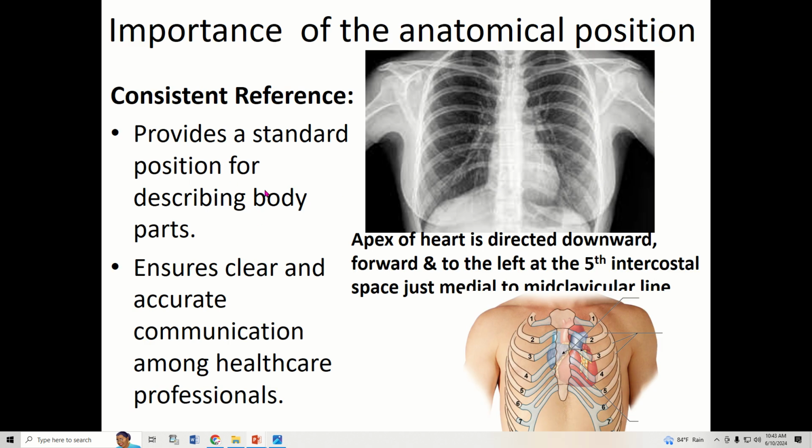The importance of the knowledge of anatomical position: it provides a standard position for describing body parts and ensures clear and accurate communication among healthcare professionals.